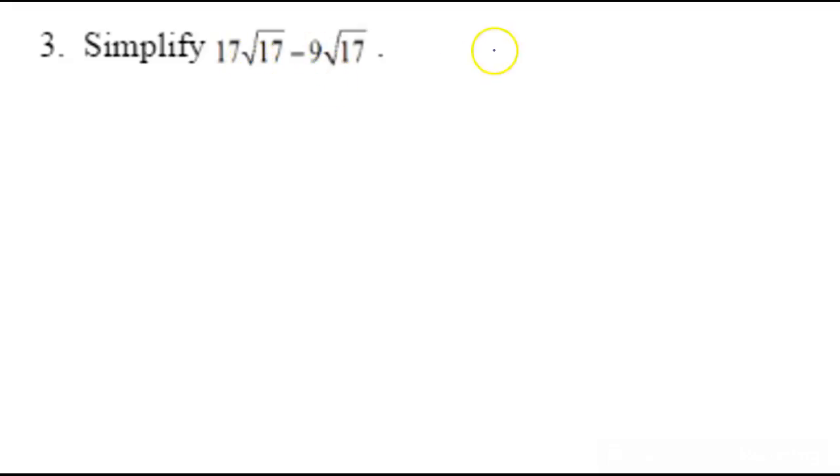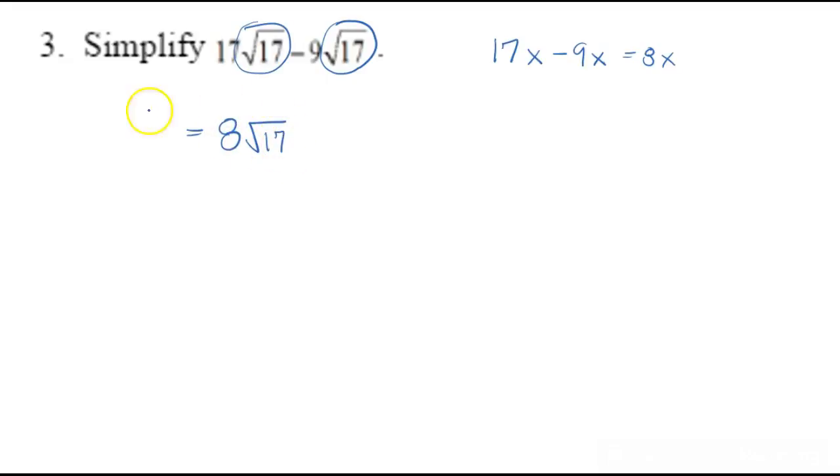Well, if you had 17x minus 9x, they're talking about like terms. We got to combine like terms. 17x minus 9x is equal to 8x. It's the same idea here, but instead of x, we know that x is equal to the square root of 17. We're still talking about like terms. So it's 17 minus 9, which is 8. We still are multiplying by the square root of 17. So that's our final answer.